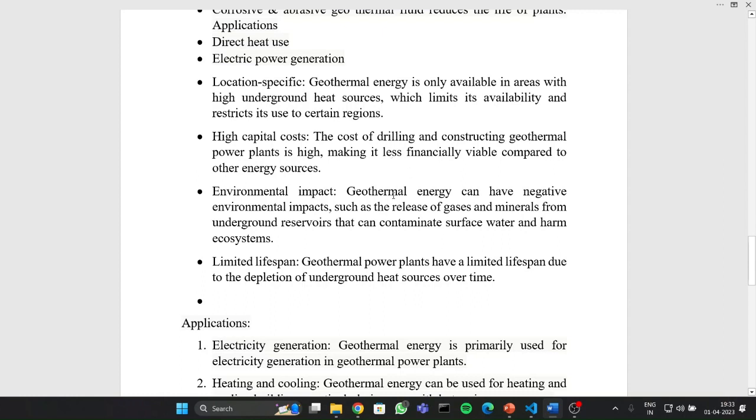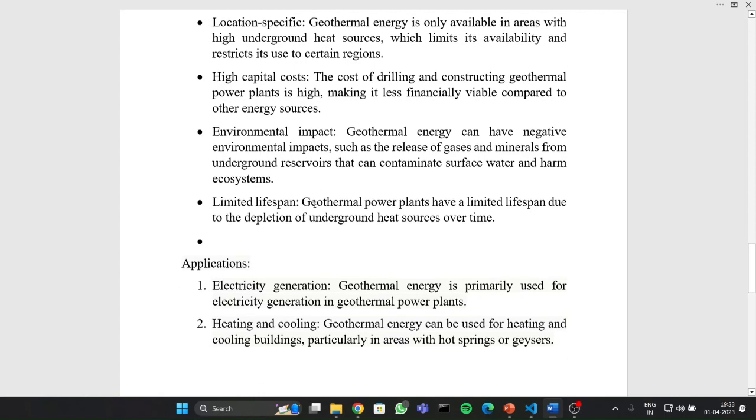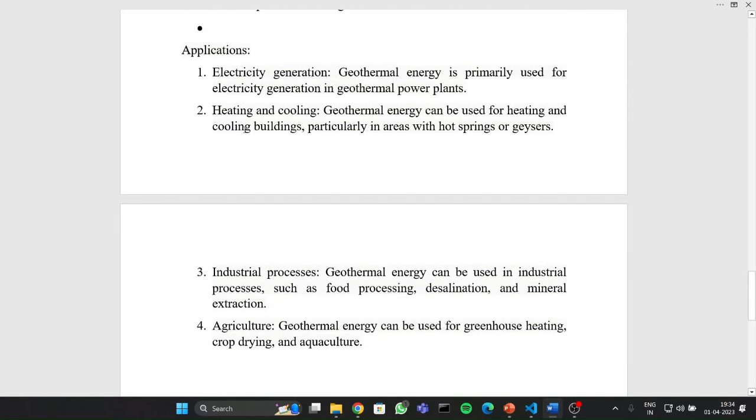financially less viable. And also environmental impact, it could have negative impacts such as release of gases and minerals from underground reservoirs, or the water that is being cycled in and out in the production of electrical energy. And also limited lifespan, so the wear and tear might happen in the geothermal power plants, and investment is again an issue. So, coming to the applications, electricity generation.